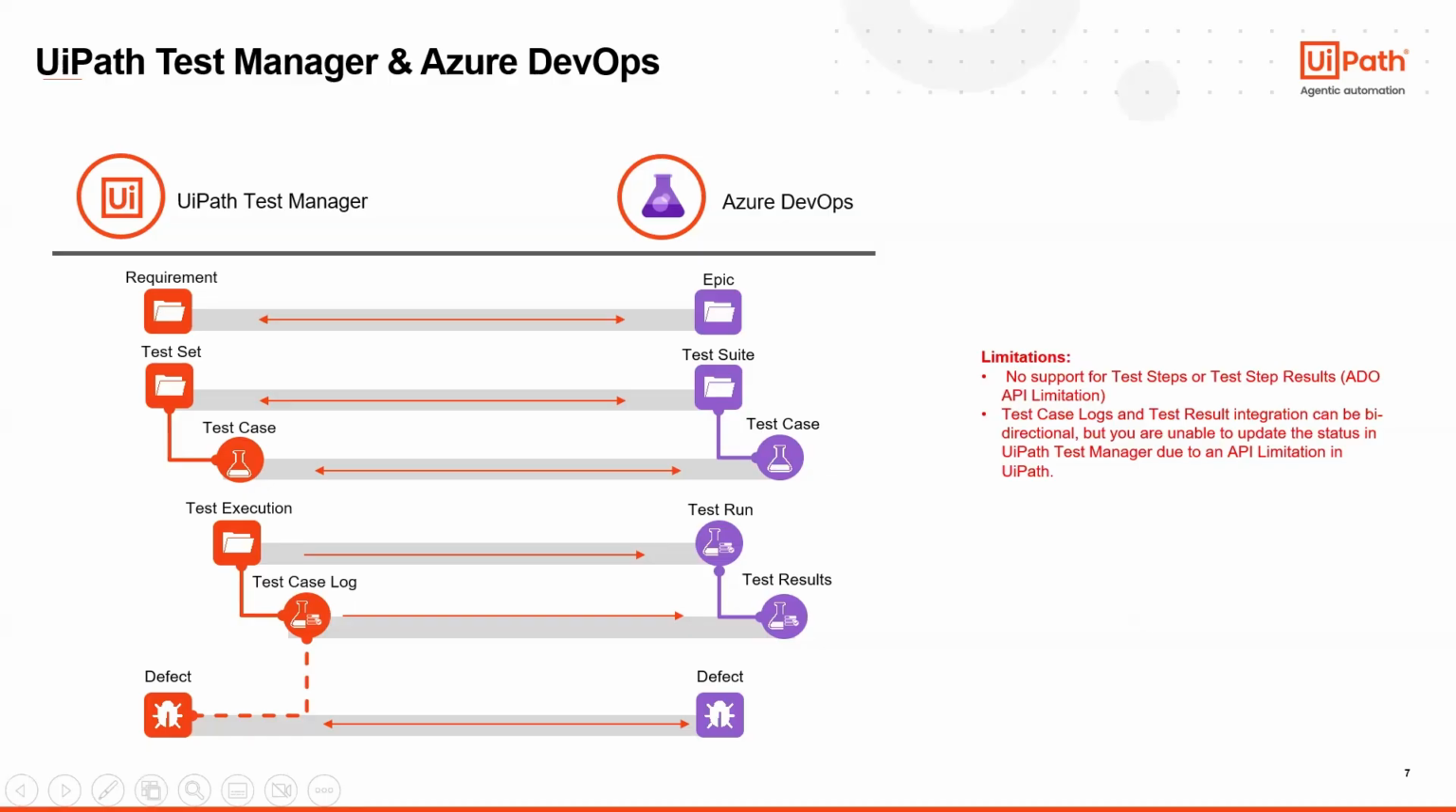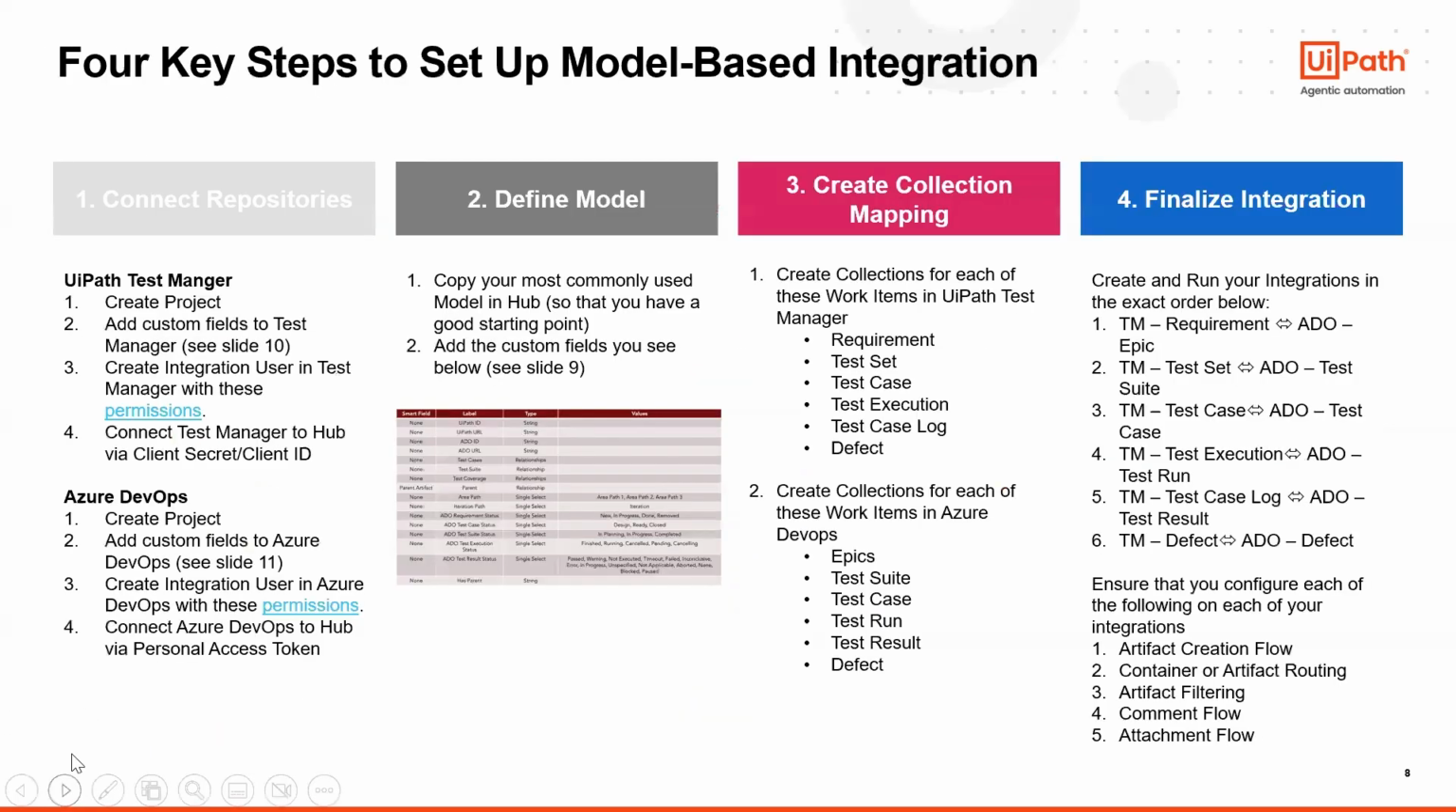What are the different steps? If I want to start my integration, what are the different steps I have to follow? If you are implementing any integration, you always have 4 steps. The first one is connect repository. The next one is define a model. The third one is creating a collection mapping. And the fourth one is finalize the integration. Let's see this in a simpler way to understand.